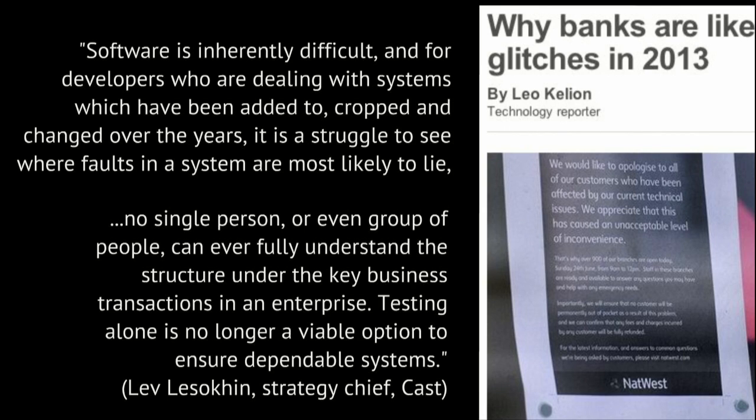And also, he embraces the idea of no single actor being able to grasp the complexity of the whole, saying that no single person or even group of people can ever fully understand the structure under the key business transactions in an enterprise. I think it's nicely formulated.